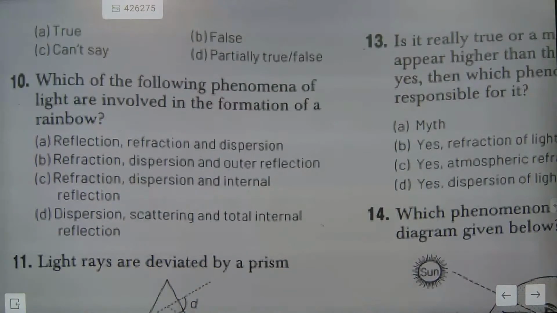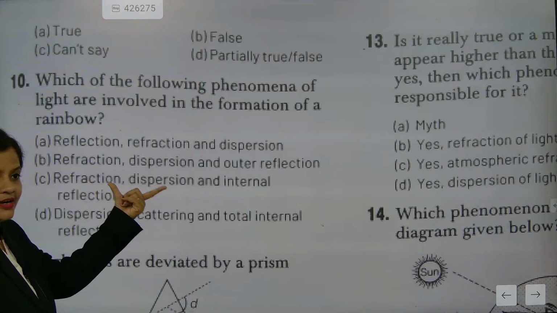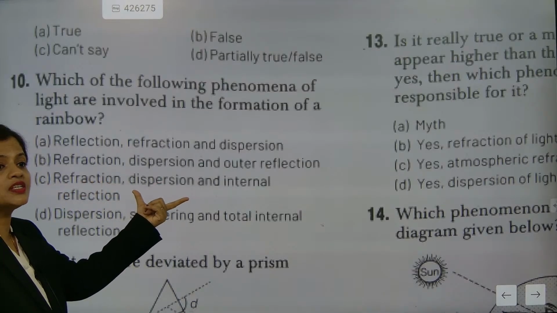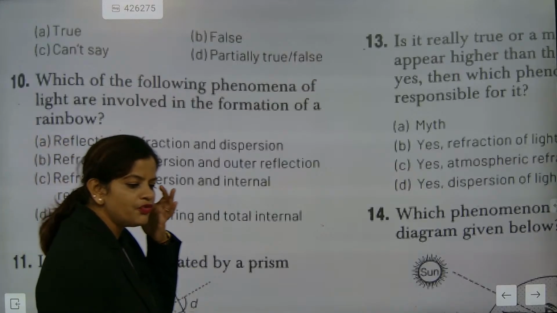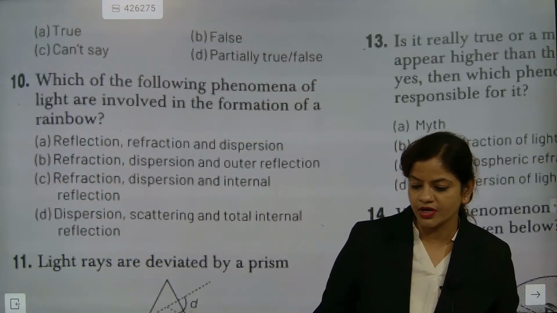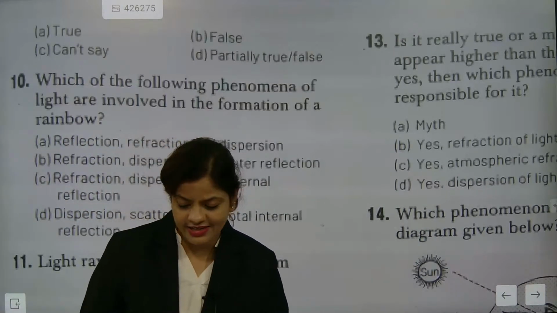Very good. The correct answer is: first refraction. Once the light goes inside, dispersion. After dispersion, internal reflection. Understood? Just a few minutes back we discussed it. Absolutely. The correct answer here is C.